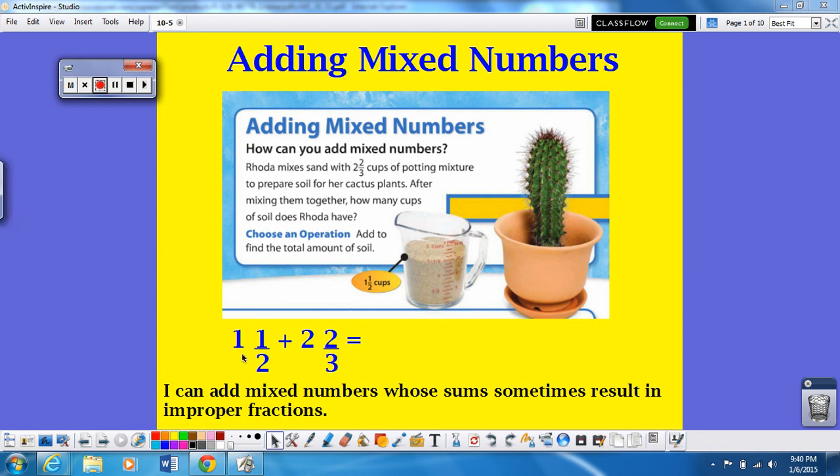So let's look at this first problem I have here. Rhoda mixes sand with 2 2/3 cups of potting mixture to prepare soil for her cactus plant. After mixing them together, how many cups of soil does Rhoda have? This tells us right here that she has soil, 1 1/2 cups, and it tells us in the actual problem that she has 2 2/3 cups of potting mixture. So our problem is 1 1/2 plus 2 2/3.